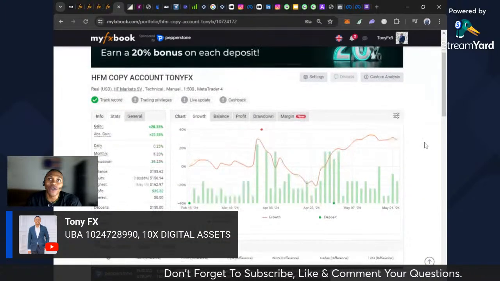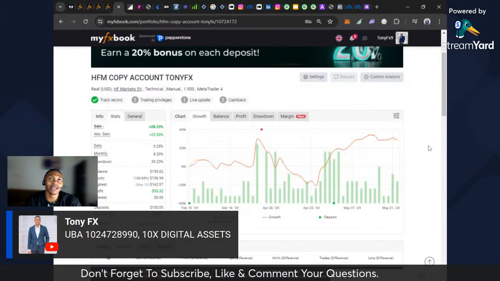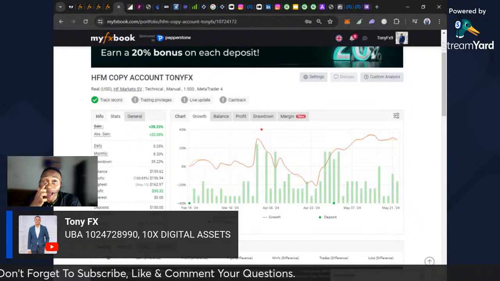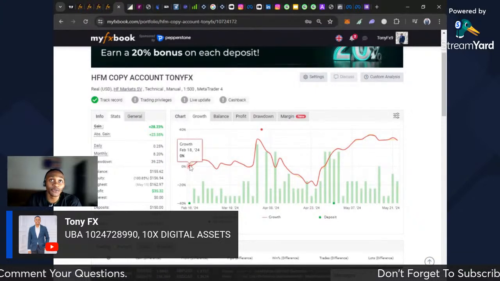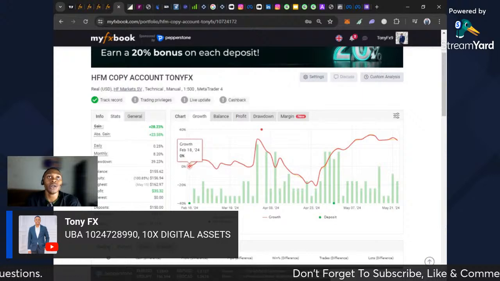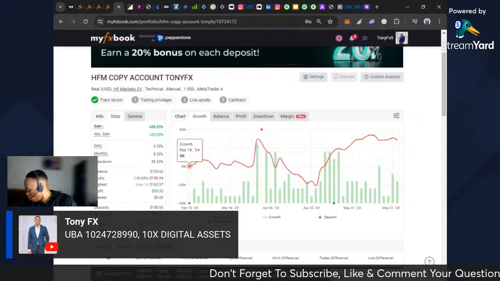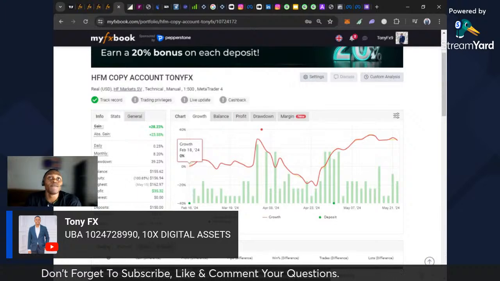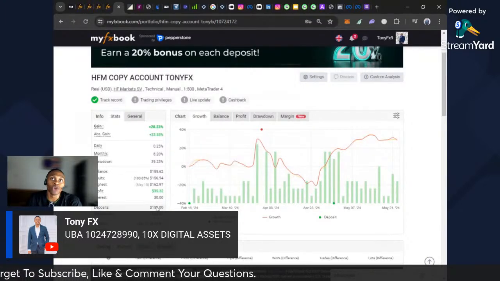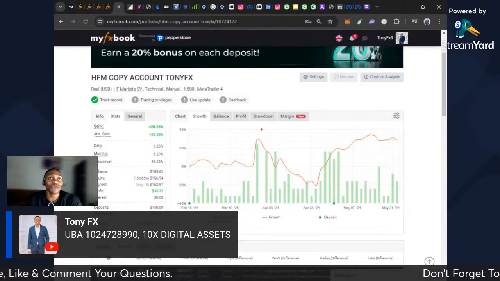So for everyone now watching this particular seminar right now, this is our copy trading account. Okay, I have been running this account on HFM since the month of February 18th, 2024. You can see this was when the account was launched. And when this account was launched, we made a deposit into the account, a deposit of $150, okay, into the account.